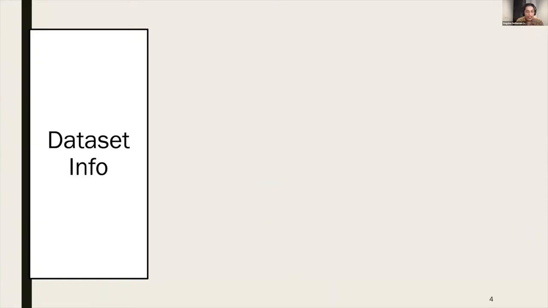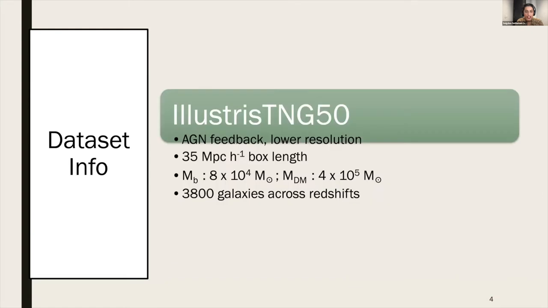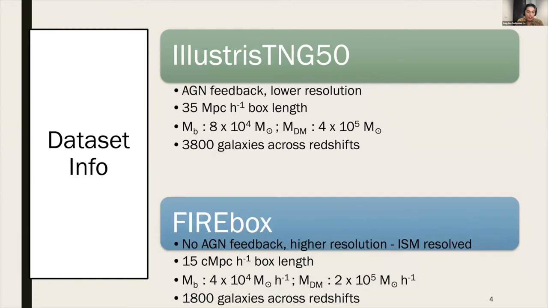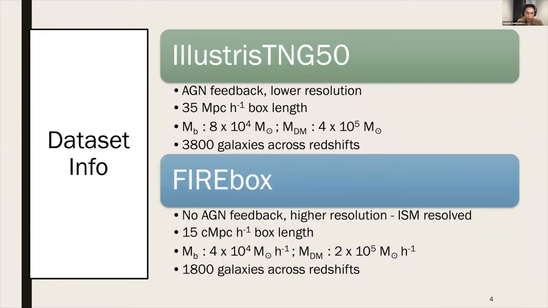So a little bit about the data sets. Both Firebox and TNG50 have complementary characteristics. TNG50 has a larger number of more massive and luminous galaxies than Firebox, but it's not as highly resolved. While there is AGN feedback modeled, whereas in Firebox, there is no AGN feedback modeled.